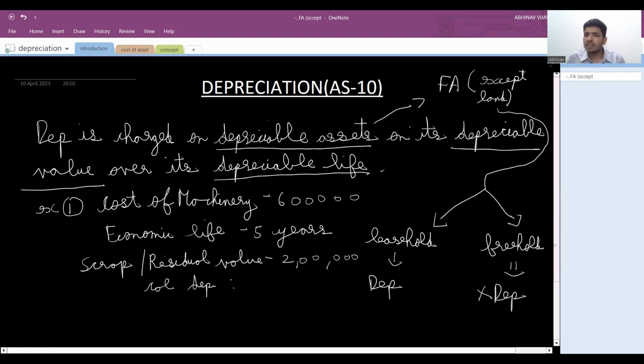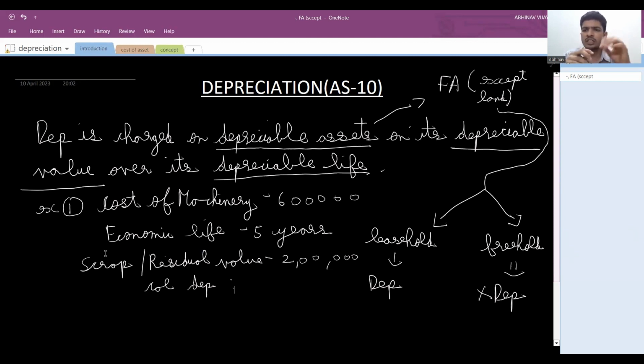Now, what is economic life? For example, you buy a machine. Usually, when you buy a machine, experts estimate that it lasts for a certain number of years. The machine will work for a certain number of years. So that life for which it will work is economic life. So that is 5 years in this case. Now, economic life is always estimated. You can't say exactly how many years it will last.